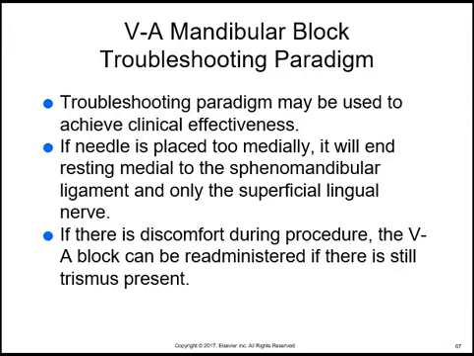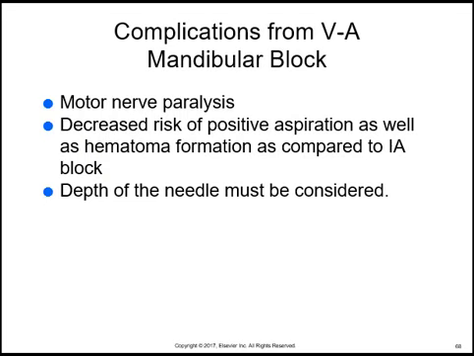Out of concern for the risks of complications for this block, the clinician may also inject the agent at too inferior a position, similar to the IA block. Okay. So some of the complications would be motor nerve paralysis, decreased risk of a... let's go back to the motor nerve paralysis.